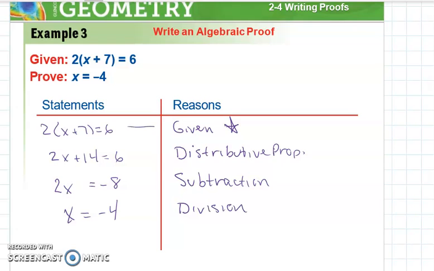So the first thing was given. Then we went to the next line. The reason for that is the distributive property. Then we go to the next line. The reason for that is substitution. The thing that gets us to this last step is division.